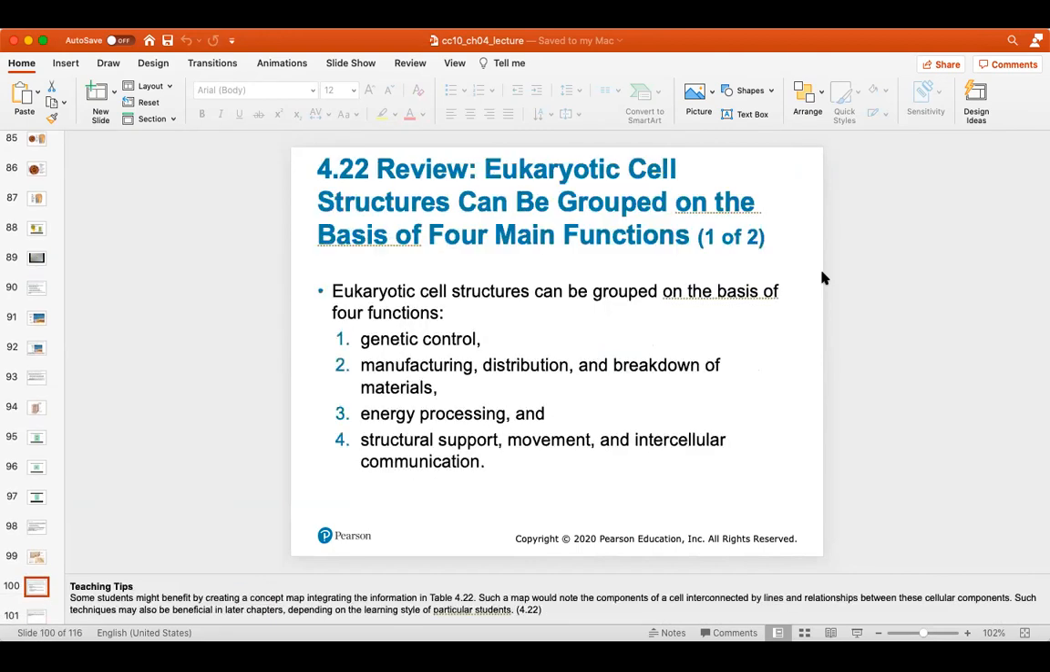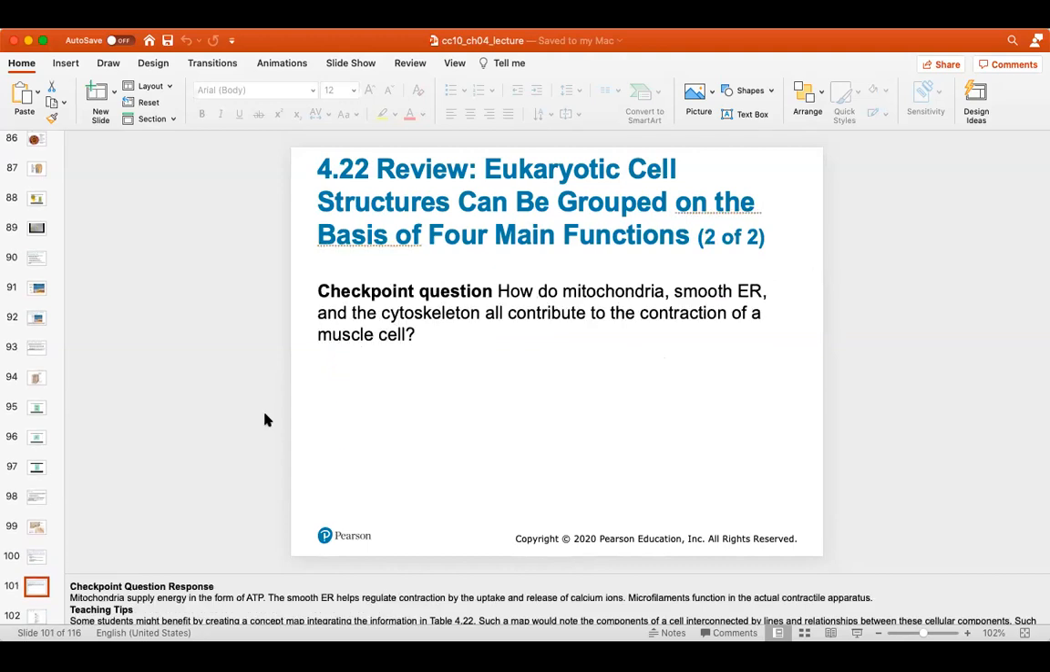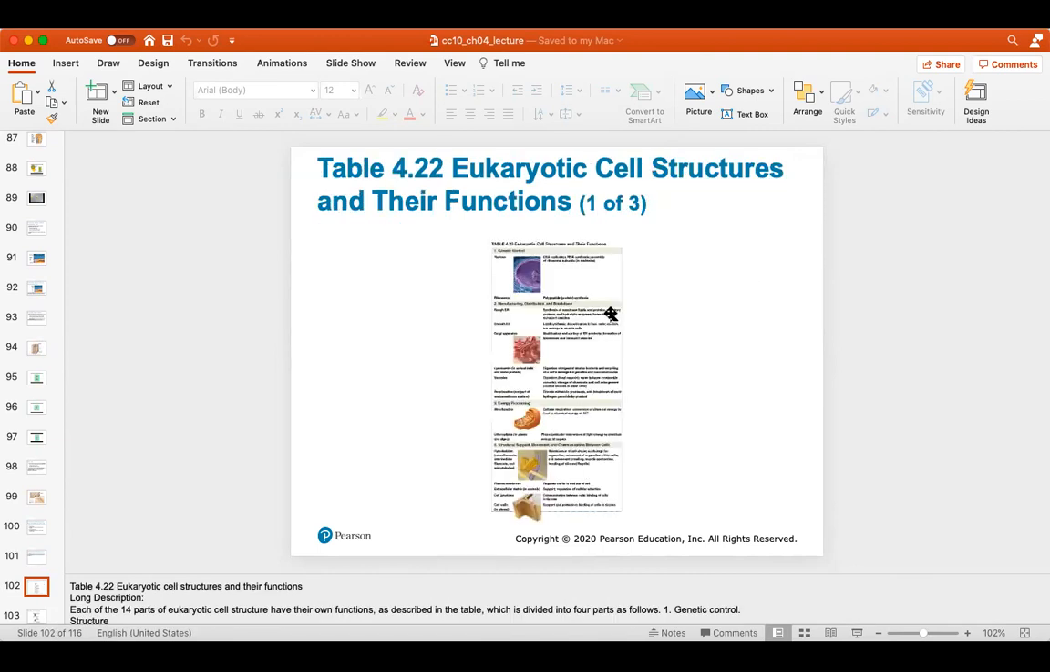The eukaryotic cell structures, again, can be grouped on the basis of the 4 functions: genetic control, manufacturing, distribution, and breakdown of materials, energy processing, and structural support, movement, and internal communication. How do mitochondria, smooth ER, and the cytoskeleton all contribute to the contraction of the muscle cell? And that will be something we talk about a little bit later. Mitochondria will help provide the energy for muscle contraction. Smooth ER provide the calcium, and the cytoskeleton provides the actin and myosin that will slide past each other to contract your muscles.